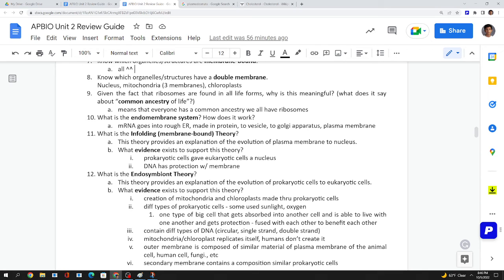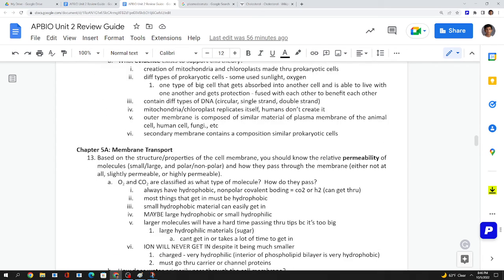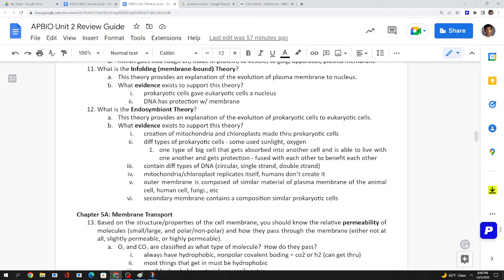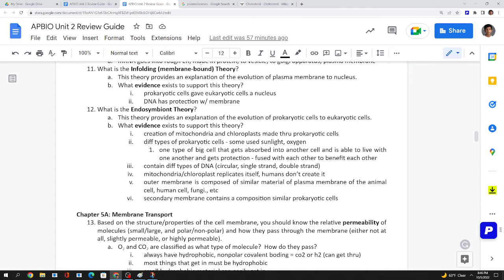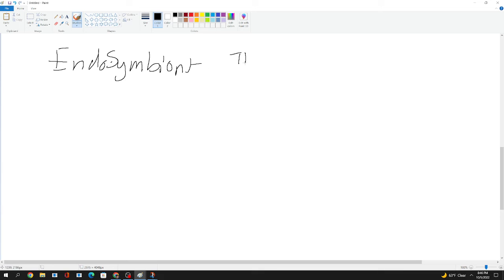You will not be asked about this. This is just something that the book always has. What is the endosymbiont theory? This is huge. You have to know this. The endosymbiont theory, or symbiont theory, I think it's symbiont. Yeah, symbiont theory is the following.